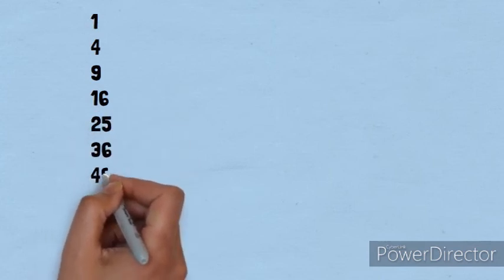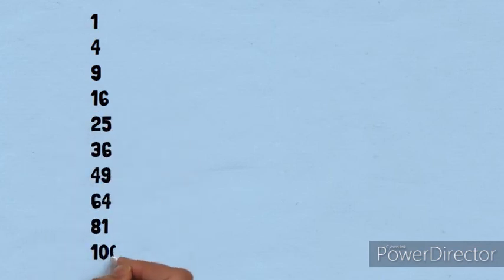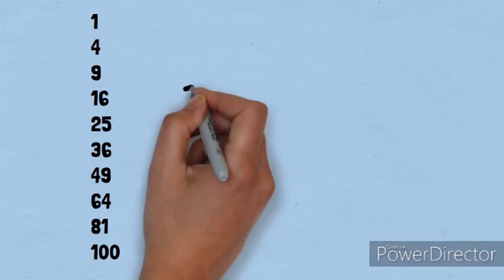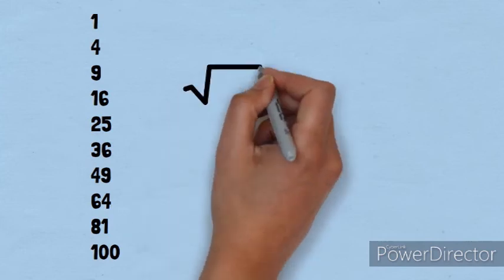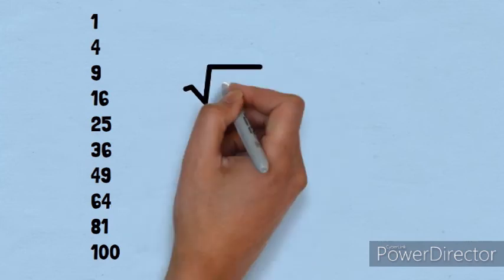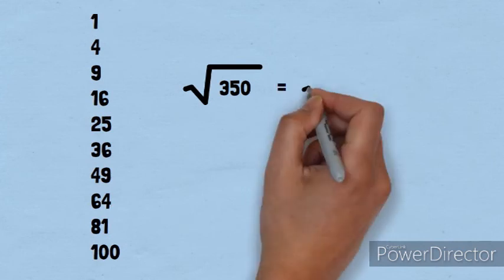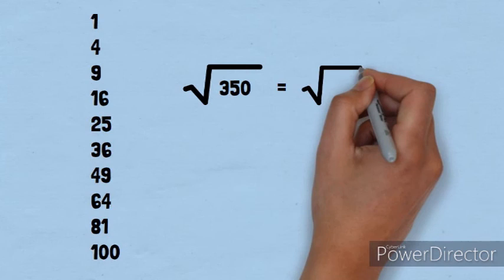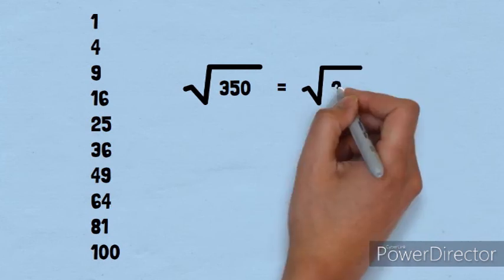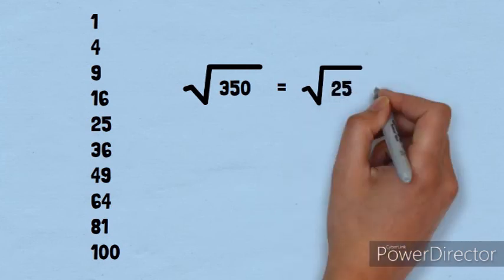Example 4. Find the square root of 350. 350 is not a perfect square, so we have to use its multiples. Let's use the square root of 25 times the square root of 14.